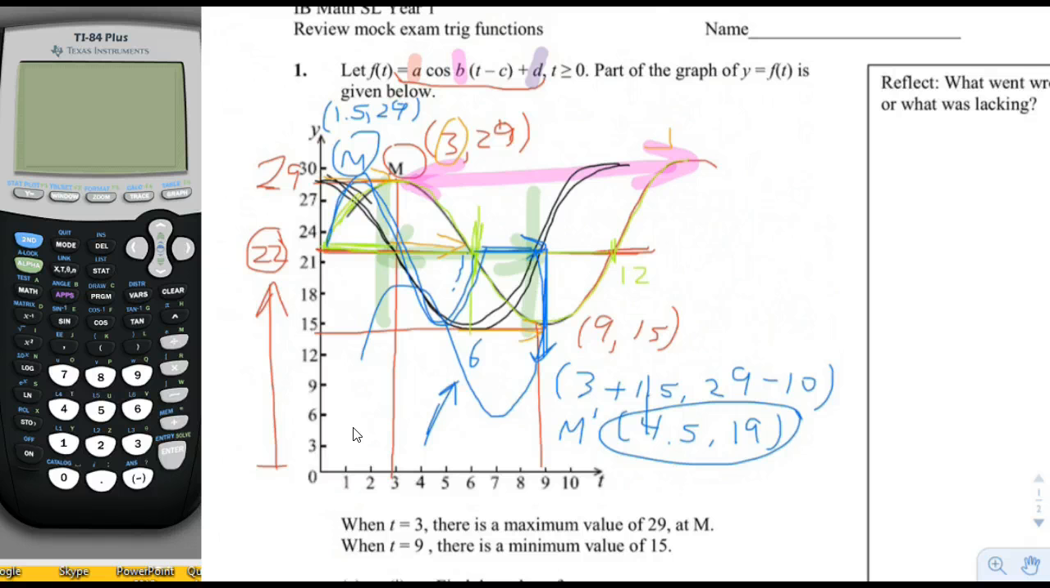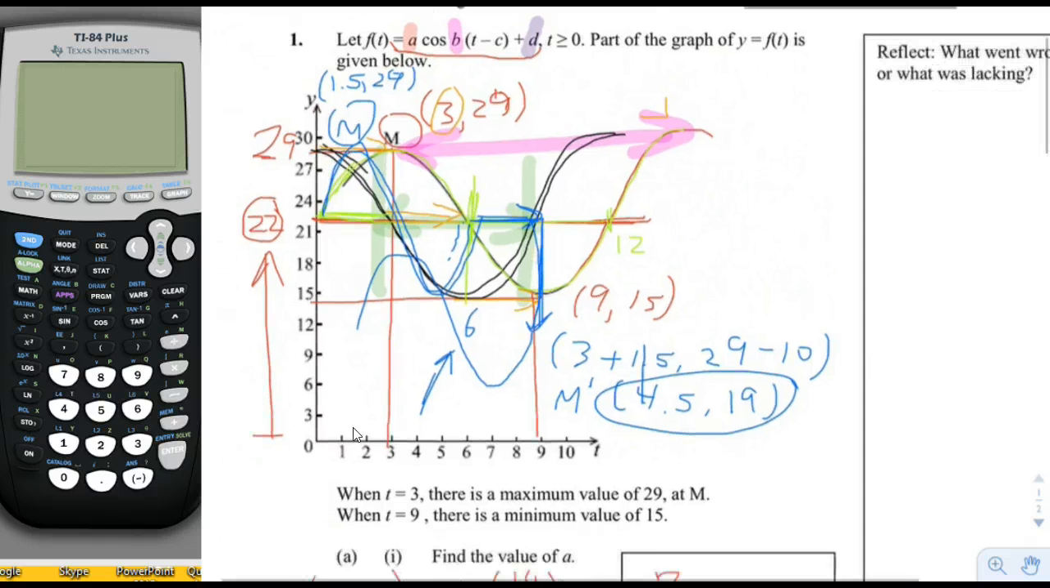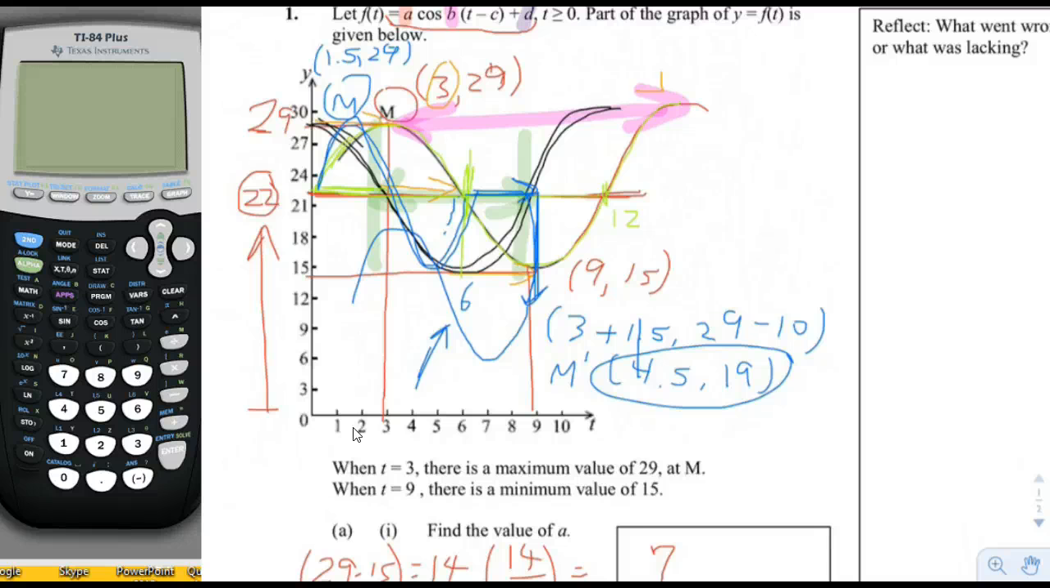Let's try to find some of the characteristics of this equation. For example, the original mean line was at 22. The new mean line is shifted down by 10. So the new mean line would be at 22 minus 10, so it would be at 12, right? So the new mean line is 12. That would be D. What about A? Has A changed at all? Well, A was originally 7, and it hasn't been adjusted because we didn't do any kind of vertical stretch. So A is still 7.